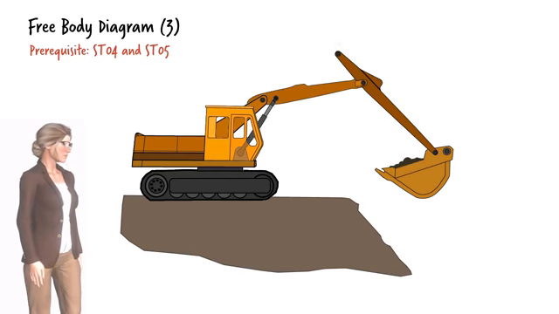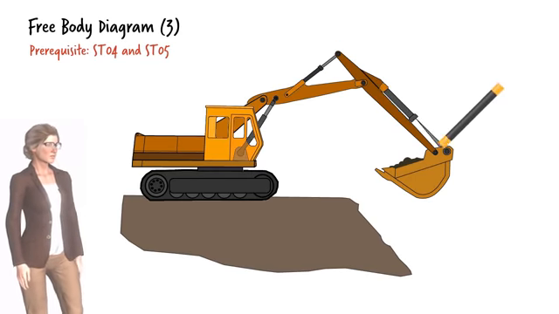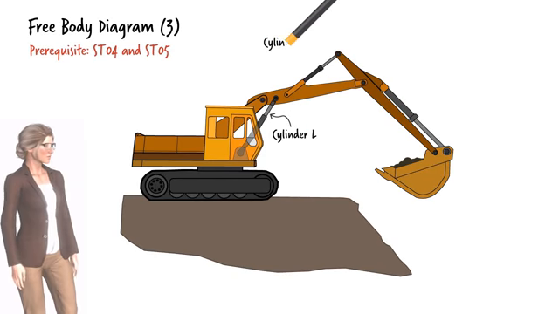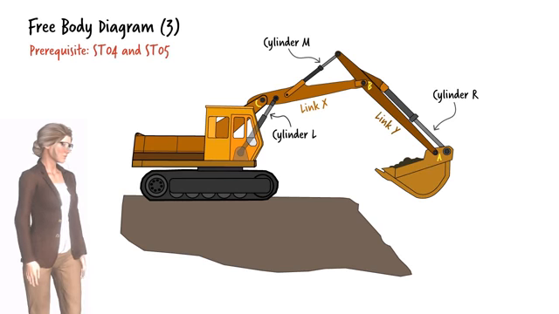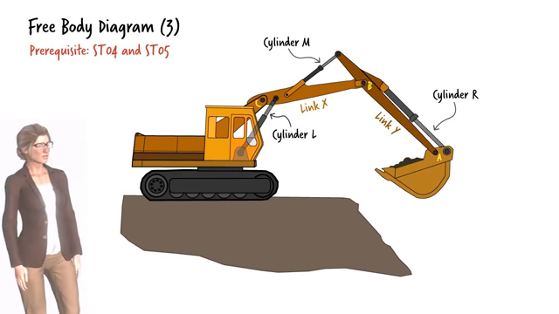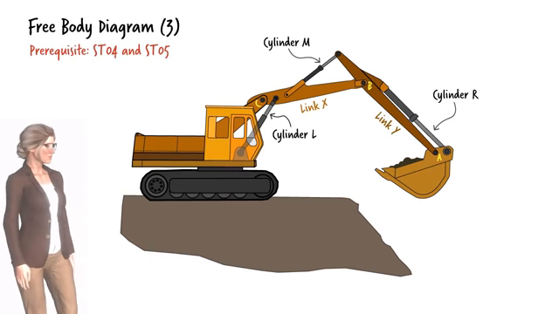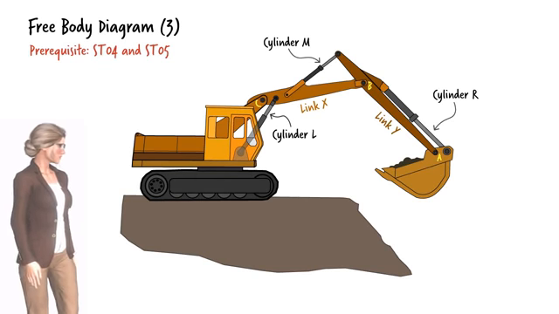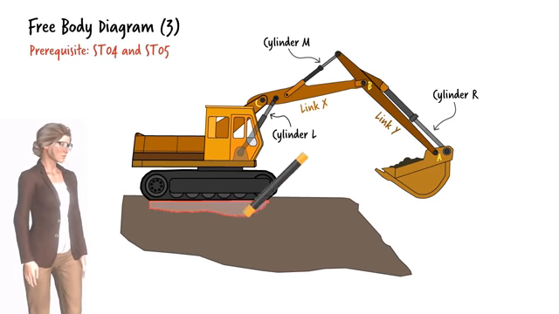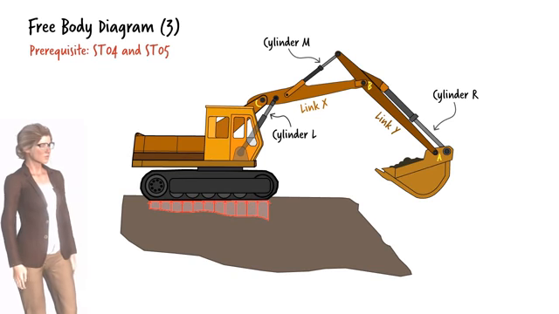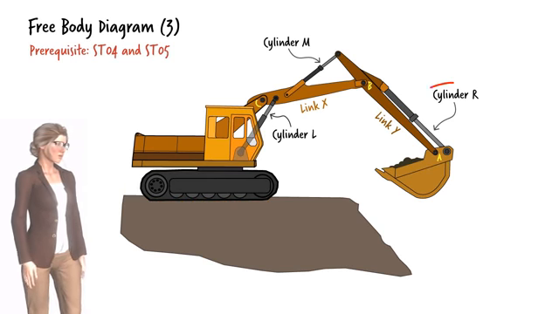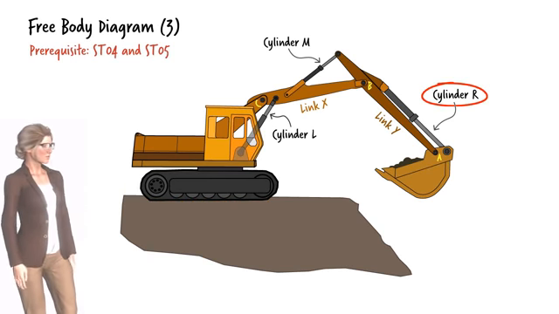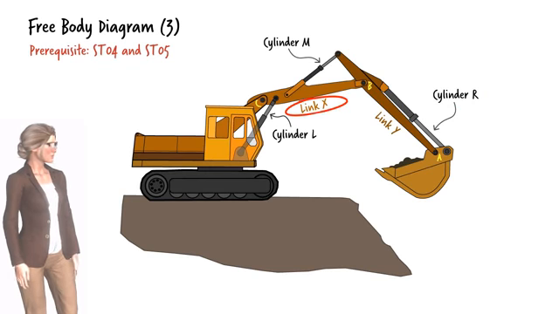determining one or more unknown forces that are either internal or external to the rigid body. By external forces, we mean applied loads and support reactions. By contrast, internal forces are those found inside the system. For example, here, the reaction forces that the ground exerts on the tractor are considered external to the system, whereas the force in, say, cylinder R, or the forces that develop inside link X, are considered internal.